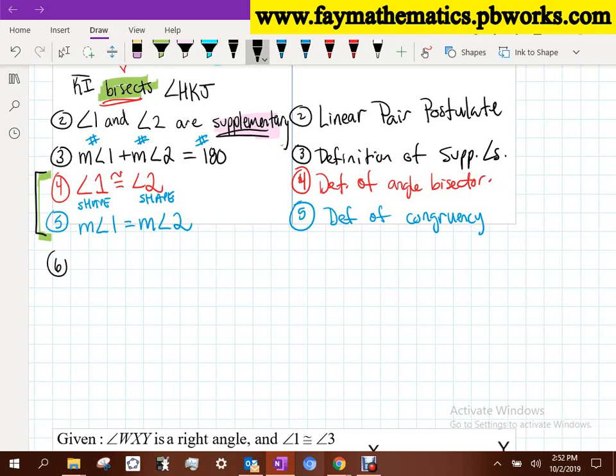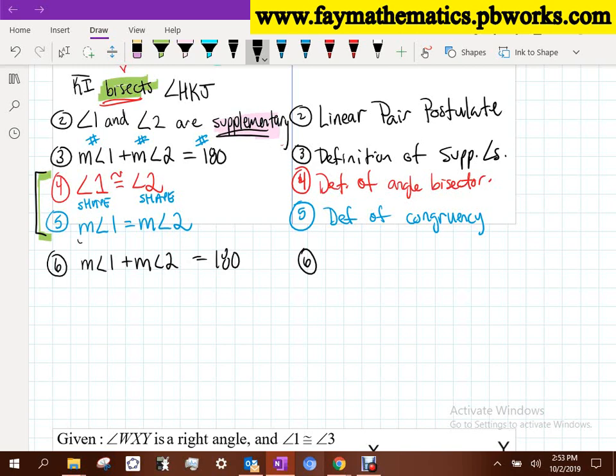Now I'll write statement number 6. And statement number 6, don't write this down yet. I'm going to have measure of angle 1 plus measure of angle 2 equals 180. Now that's kind of stupid to say, because that's exactly the same thing as statement number 4 said, isn't it? Or sorry, statement number 3. I didn't write anything different there. So that's kind of dumb.